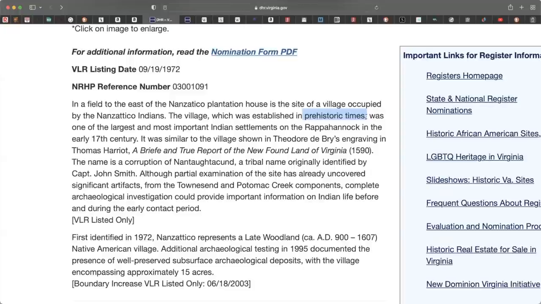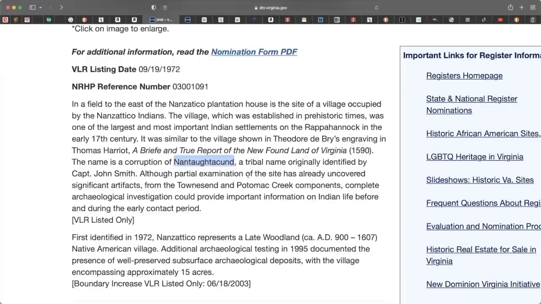It was similar to the village shown in Theodore de Bry's engraving in Thomas Harriot's A Brief and True Report of the New Found Land of Virginia in 1590. The name is a corruption of Nantaktakund, all right? This is their real name. They became known as the Nanzatico, but it was Nantaktakund, a tribal name originally identified by Captain John Smith.